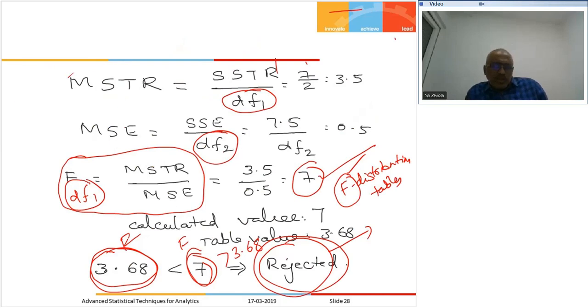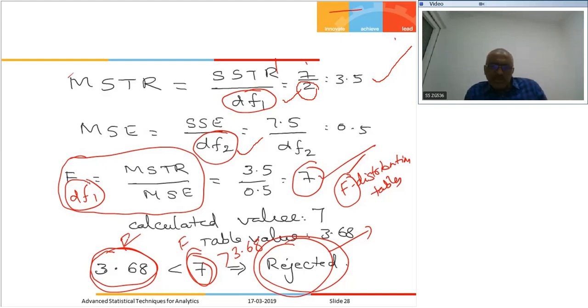Then from that we calculate MSTR and MSE, where we have the degrees of freedom, that is numerator degrees of freedom and denominator degrees of freedom. The numerator is R minus 1, where R is the number of groups. We have 3 groups, so 3 minus 1, that is 2. And DF2, the denominator degrees of freedom, is N minus R. So that is 12 minus 3.